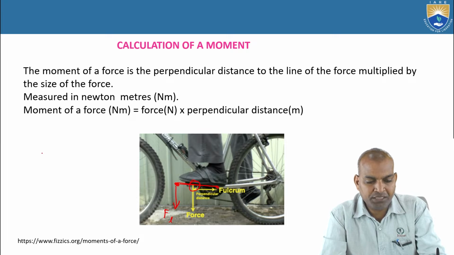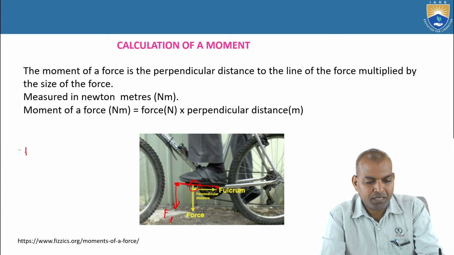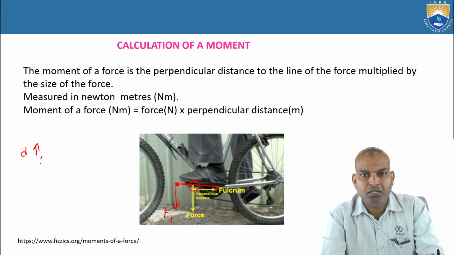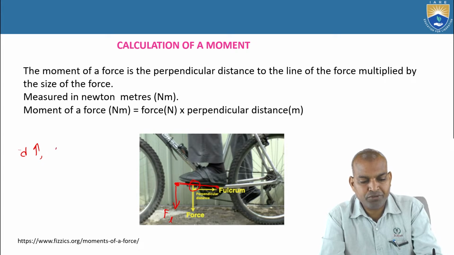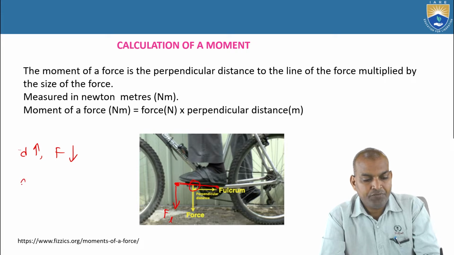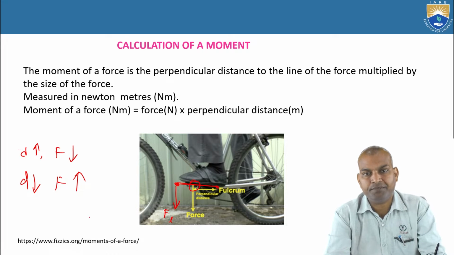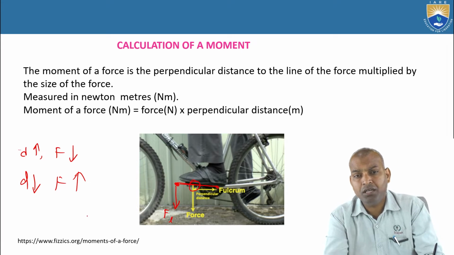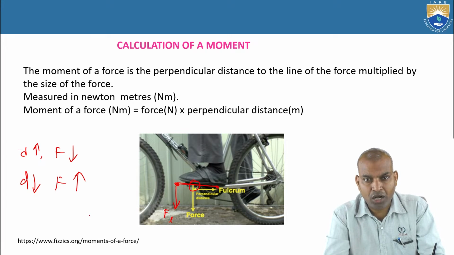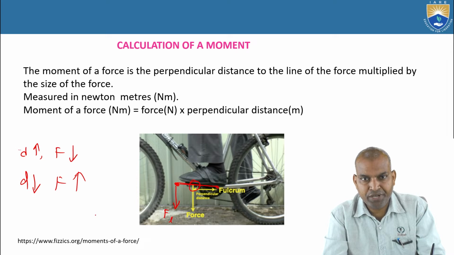If the perpendicular distance d increases, the force required to give movement will be reduced to a minimum. If d decreases, more F is required. So how much d is required? It is the optimum distance.